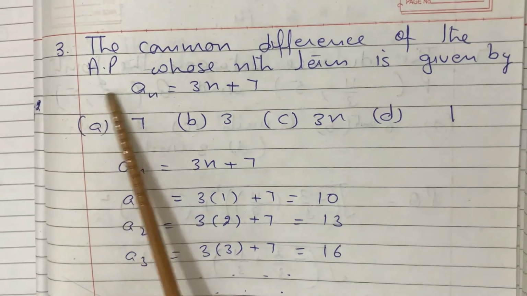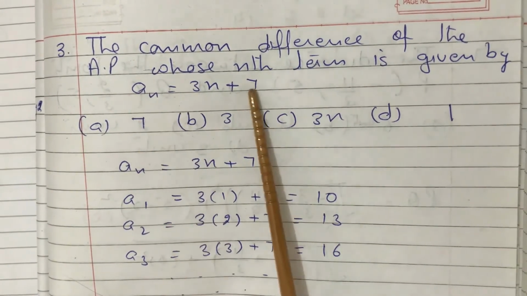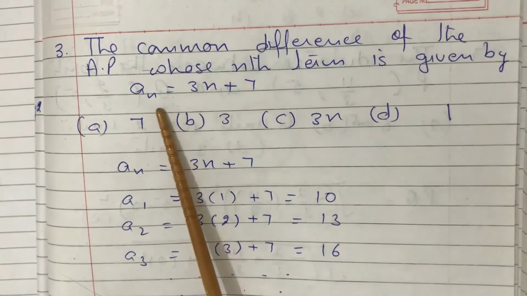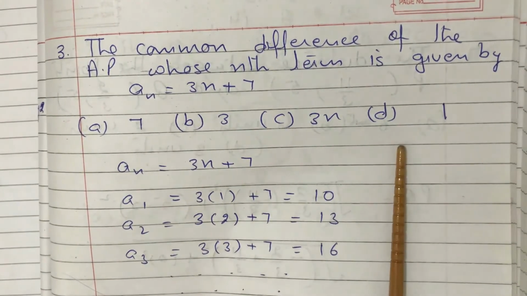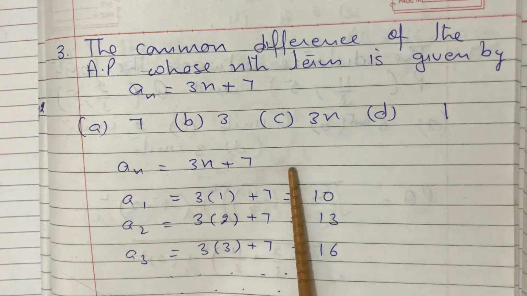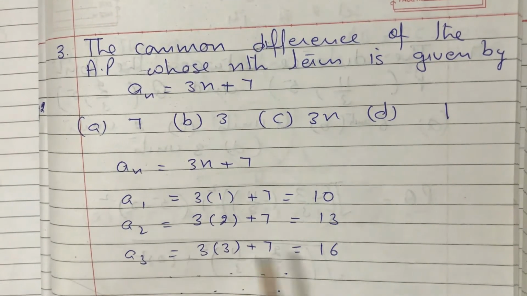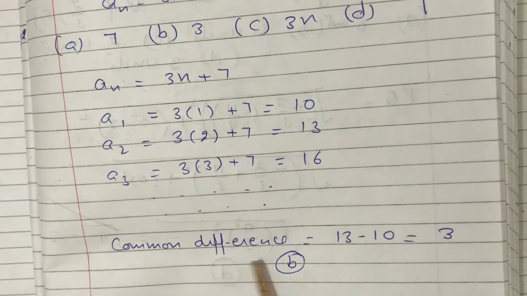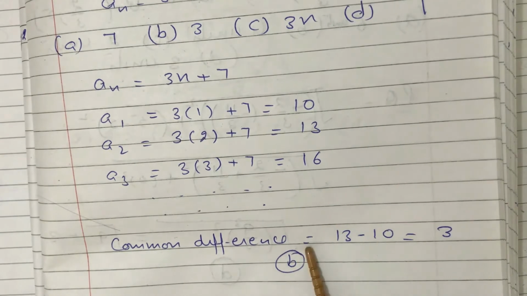Now the third question is the common difference of the AP whose nth term is given by an is equal to 3n plus 7. There are 4 options. Now here an is 3n plus 7, a1 is 10, a2 is 13, a3 is 16. So common difference is equal to 13 minus 10, which is equal to 3. So B is the option.